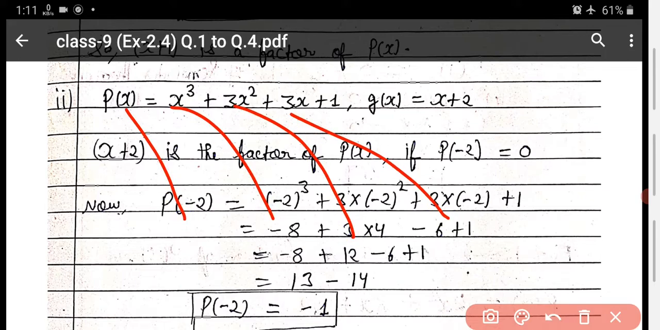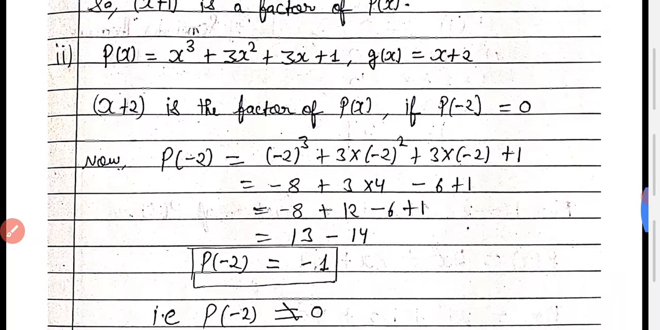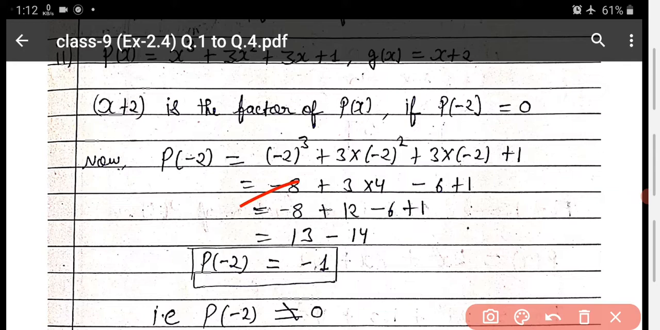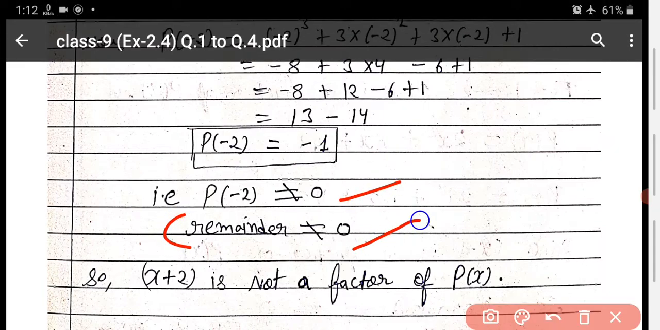Now do the calculation. -2 to the power 3, that is 2 cubed is 8, and the power is odd, so you have to write negative here. Here positive. 2 2s are 4, 4 3s are 12, then 3 2s are 6, and 1 as it is. Now just solve. -8, 3 4s are 12, -6 plus 1. Now add 12 plus 1, 13, and -6 -8, -14. You get finally -1, plus 13 minus 14, that is -1. So the remainder is not 0. p(-2) is not 0. It means that the remainder is not 0, so it is not a factor of p(x).